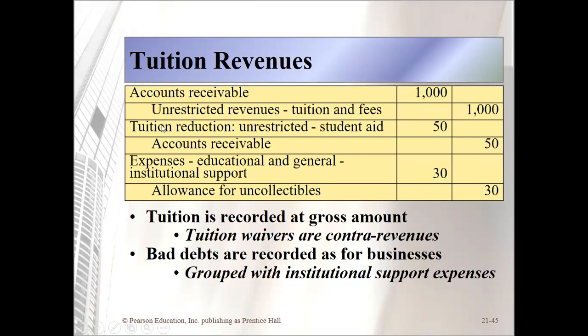Then this would be the aids to students, discounts given by the university. So we are going to debit the tuition fee as reduced, then credit accounts receivable. Then the third would be for our allowances. So this would be for the uncollectible portion or the bad debts.